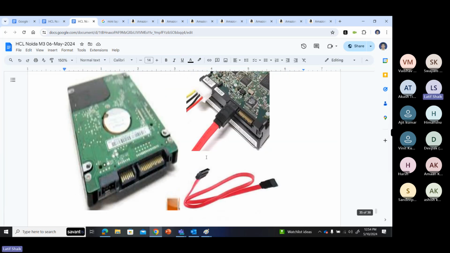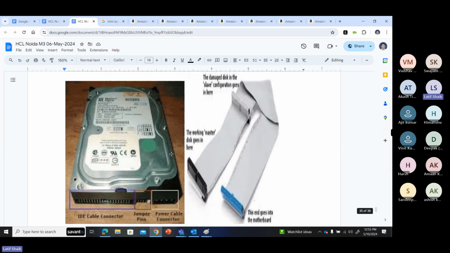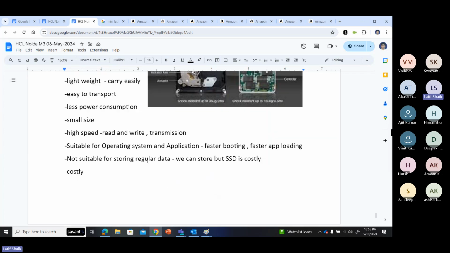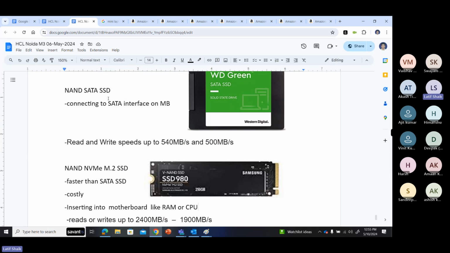Is this clear about your storage devices? The difference between SATA hard disk and PATA hard disk, the interfaces, and the difference between hard disk and SSD is important, guys. The difference between hard disk and SSD is mainly important. Another important one is what the SSD interfaces are. Nowadays everybody has this knowledge, so it is compulsory, very basic level, always very important.